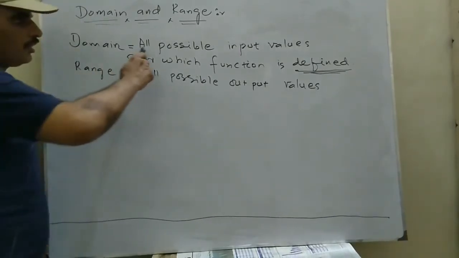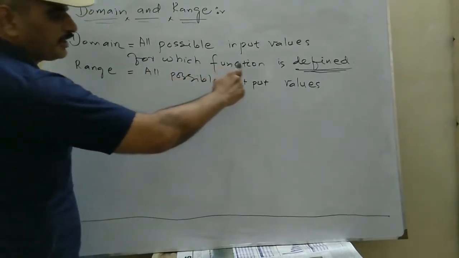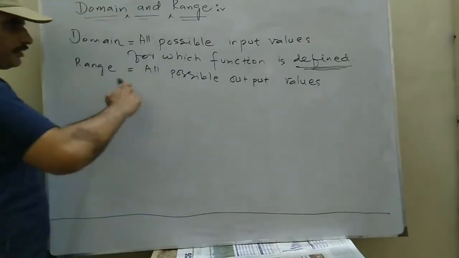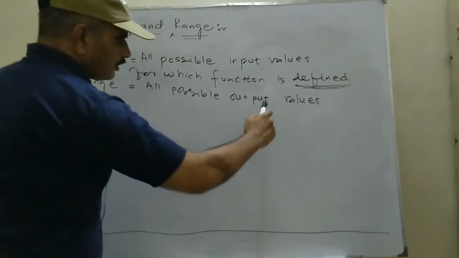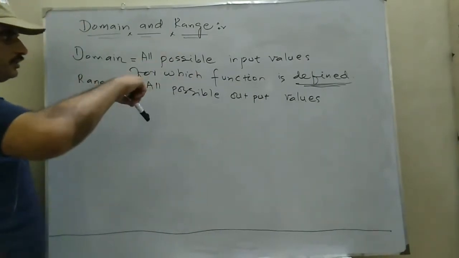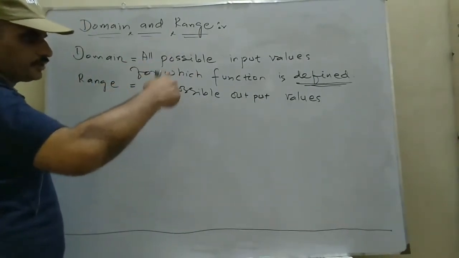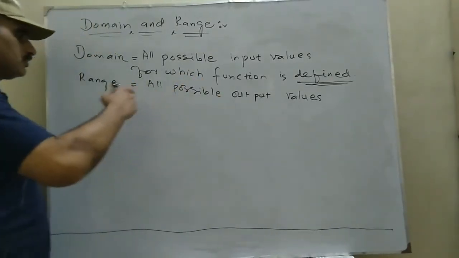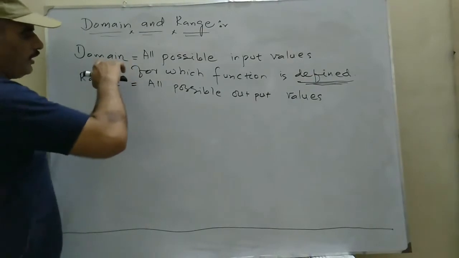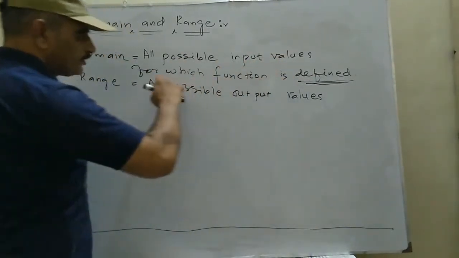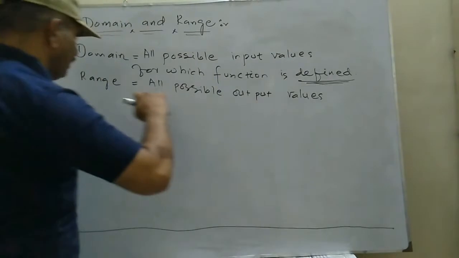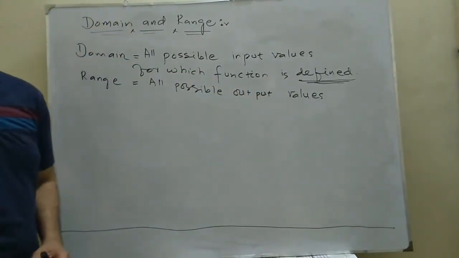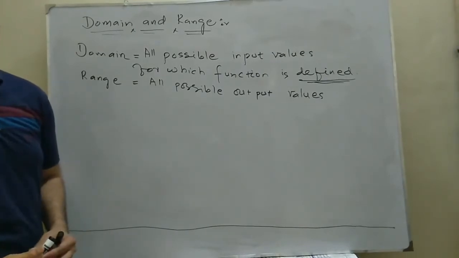Domain means all possible input values for which the function is defined. Later on, we will discuss, elaborate, and define. Range means all possible output values. When we put domain values in a function, as a result, as an output, we get values, and those values are called range. So domain is all possible input values for which the function is defined, and range is all possible output values. We are going to discuss this concept in detail.